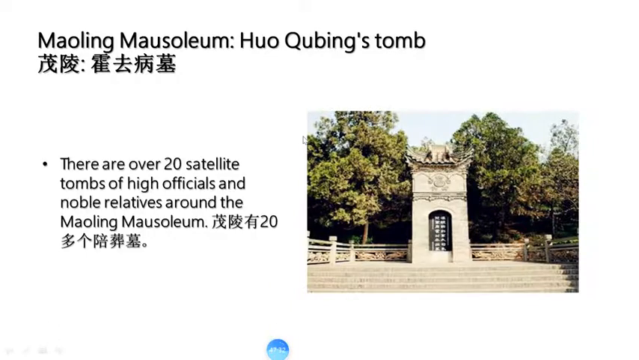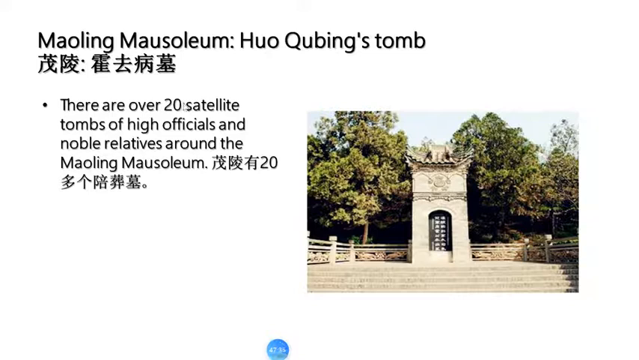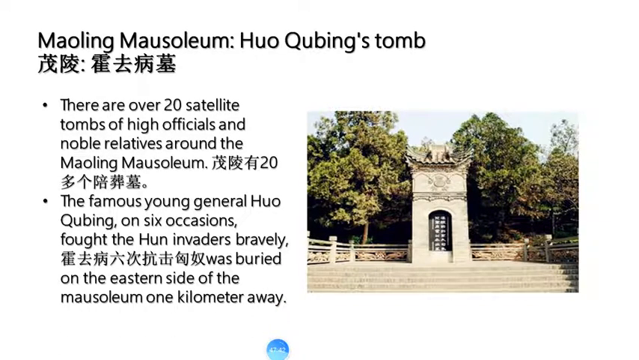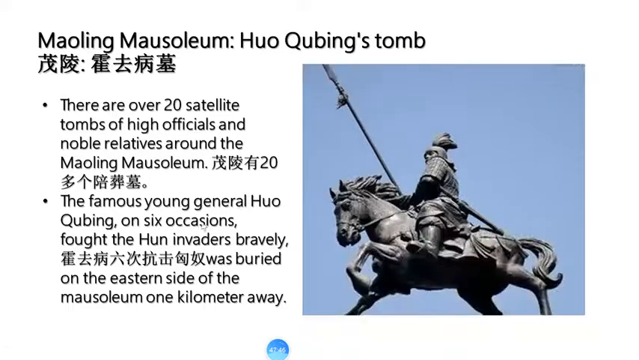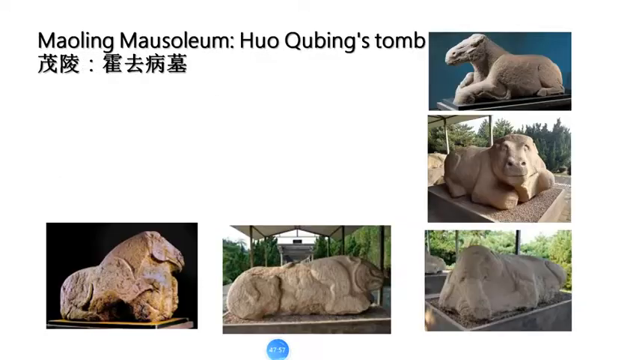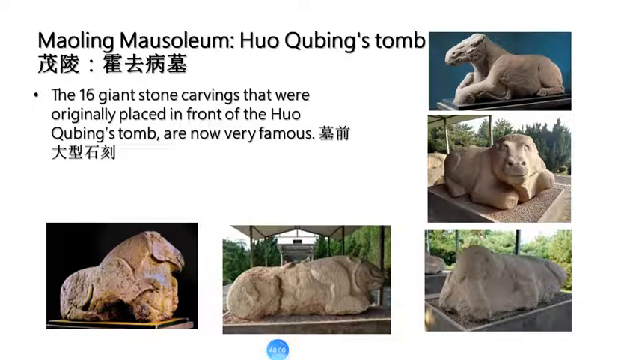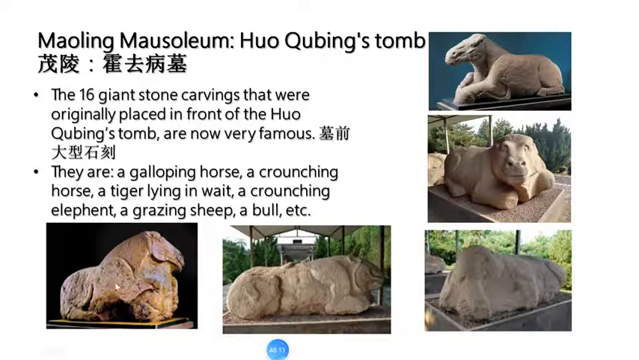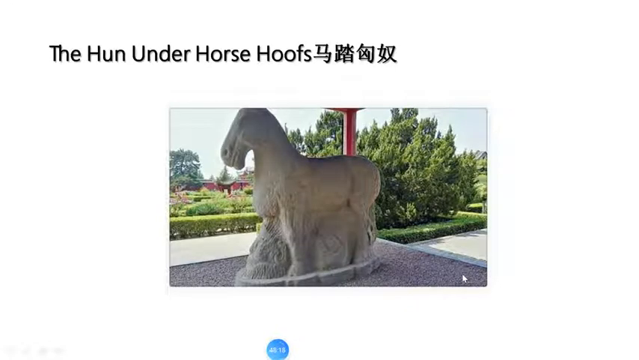Huo Qubing's tomb. There are over 20 satellite tombs of high officials and noble relatives around the Maoling Mausoleum. The famous young general Huo Qubing, who fought the Xiongnu invaders bravely on six occasions, was buried on the eastern side of the mausoleum, 1 kilometer away. The 16 giant stone carvings that were originally placed in front of Huo Qubing's tomb are now very famous. They are a galloping horse, a crouching horse, a tiger lying in wait, a crouching elephant, and so on. The horse trampling a Xiongnu under its hooves is the most famous one.